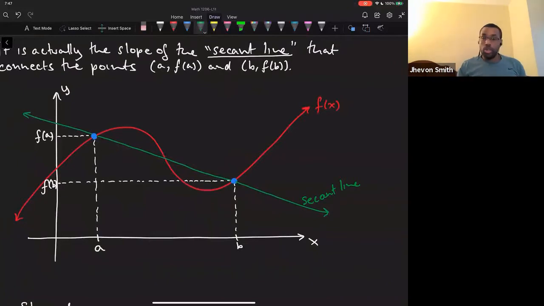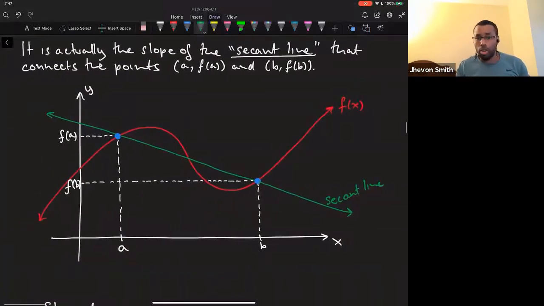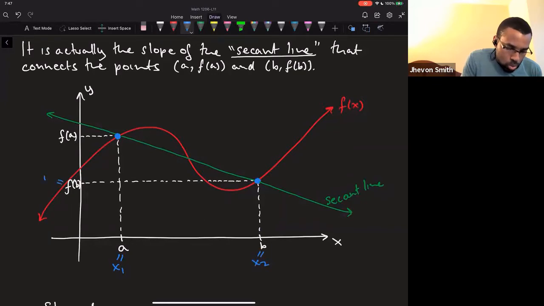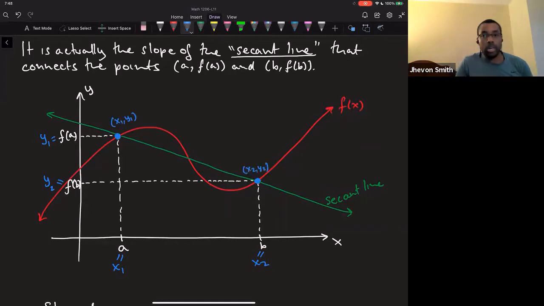What you can do now is measure the slope of this line. We know how to measure slope usually. Call this x1, call this x2, call this y2, call this y1. So you have (x1, y1), that's this coordinate here, and then you have (x2, y2), that's this coordinate here. If you know the two coordinates, you can measure the slope.